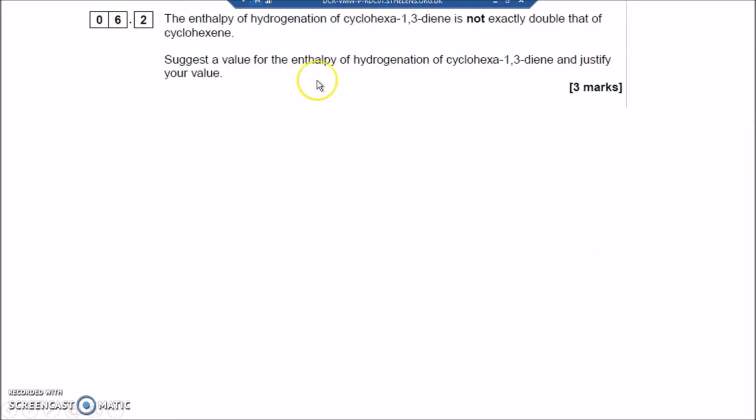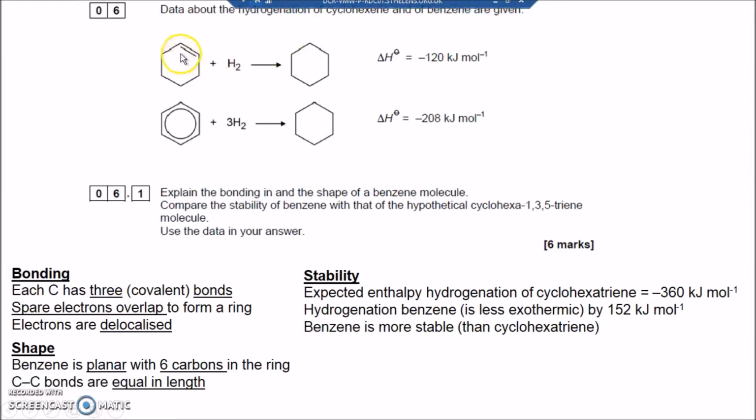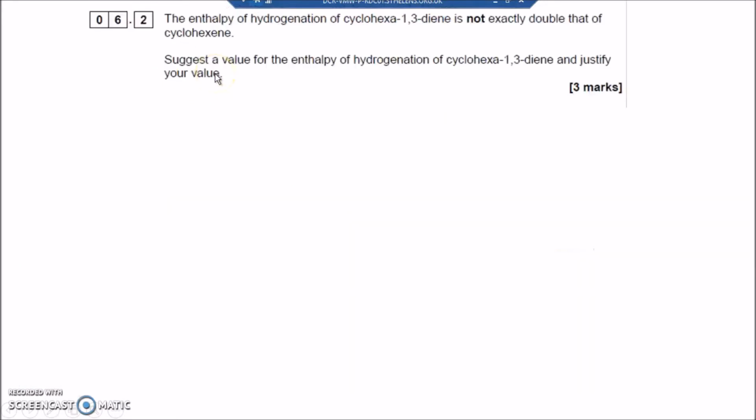A tough question. The enthalpy of hydrogenation of cyclohexa-1,3-diene, so that will be with a double bond, then a single bond, and a double bond, a double, single, double, is not exactly double that of cyclohexene.